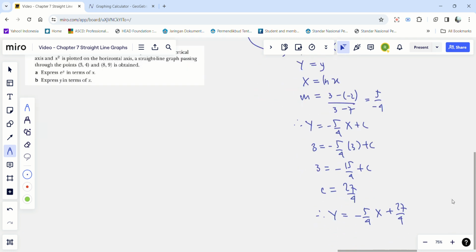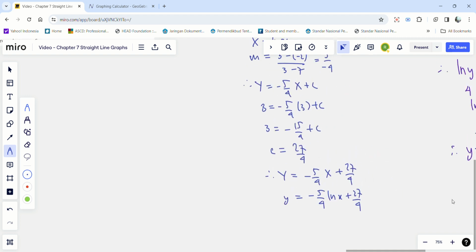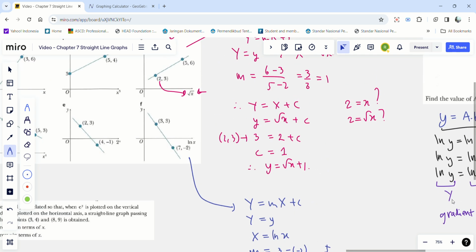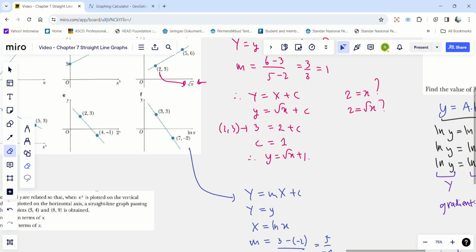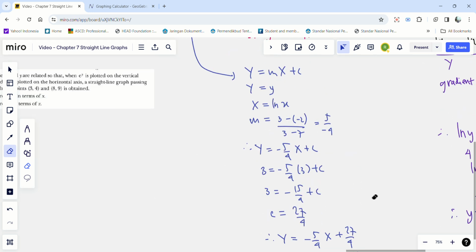Or if you want to put it in the original form, that will be small y equals negative 5 over 4 ln x plus 27 quarters. So then it's a matter of whether you want to put it in the original form, like in the case of this. It's pretty original already. But if the y is not actually also a ln y or y squared or something else, then it's better that you change it again, depending on the situation or the application or the question simply.